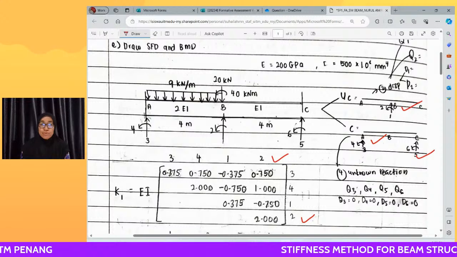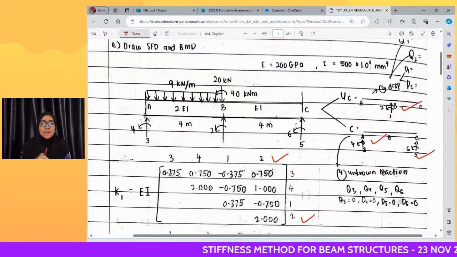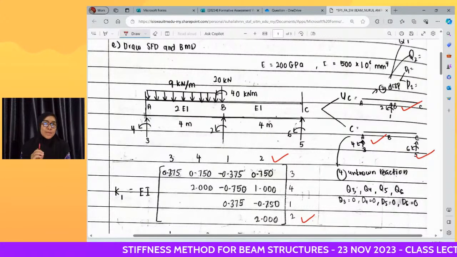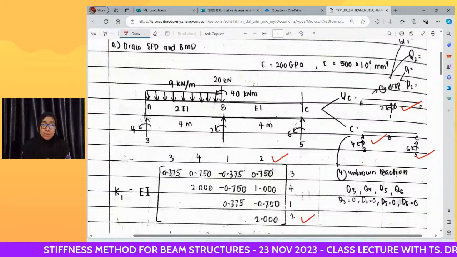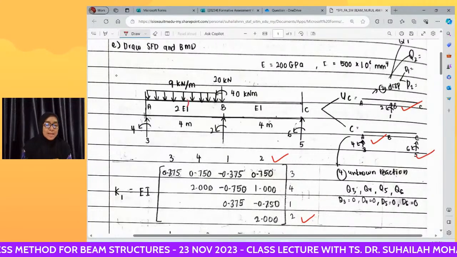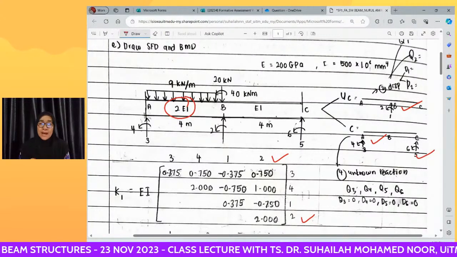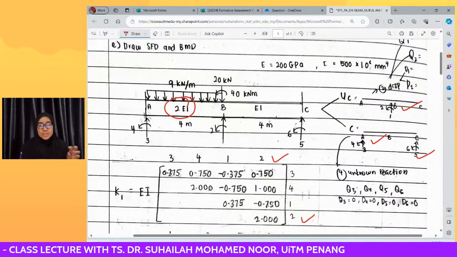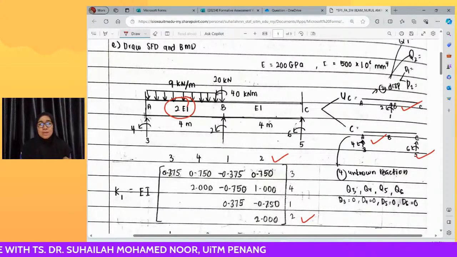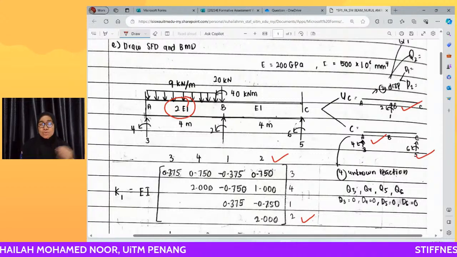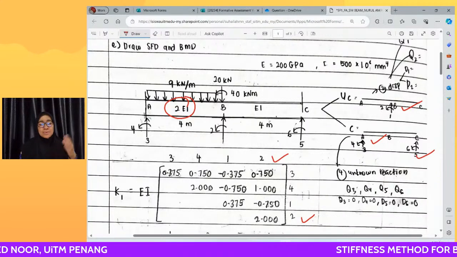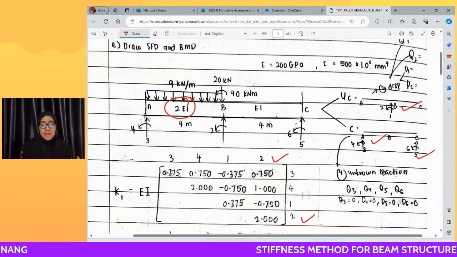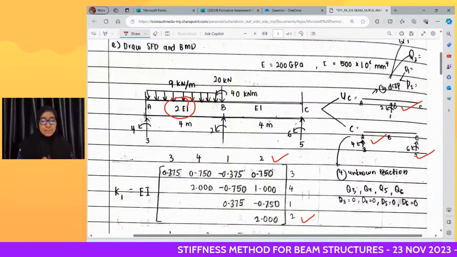After that we have to use the formula. Normally when we establish K for element K1, if the element has 2EI, we will multiply the value that we get by 2. So we just put EI outside, because we want to add K1 and K2, so just EI. We just put EI outside the matrix.